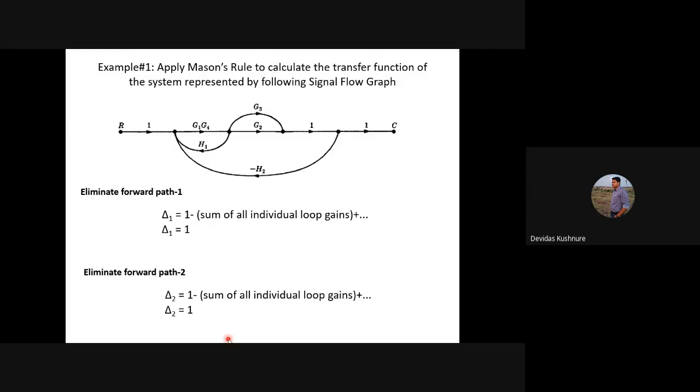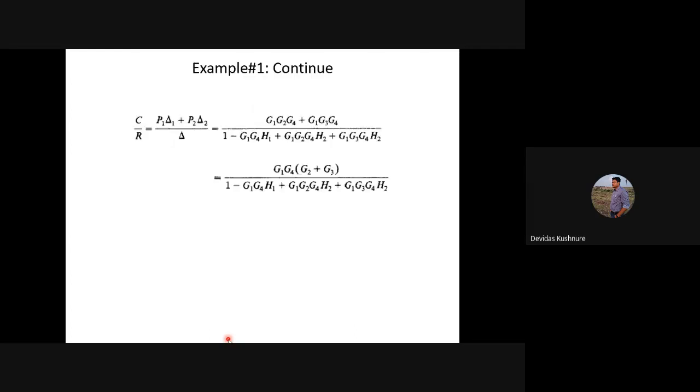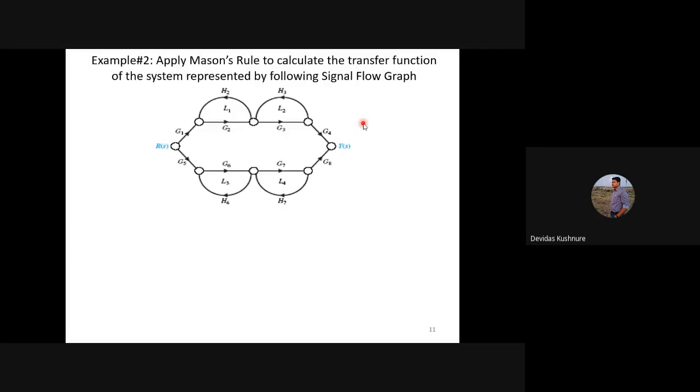So we put everything in the expanded formula: P1 delta 1 plus P2 delta 2 divided by delta. We can get the transfer function by keeping all the values in this function. This is the simplest way we can decide the transfer function of the system on the basis of the signal flow graph. So this is one more problem.